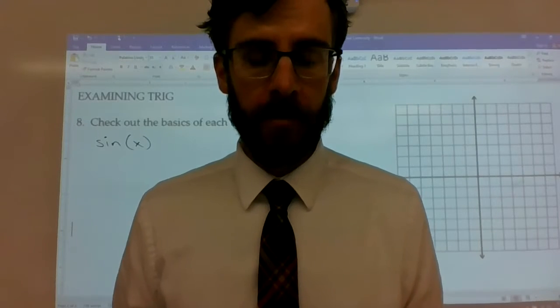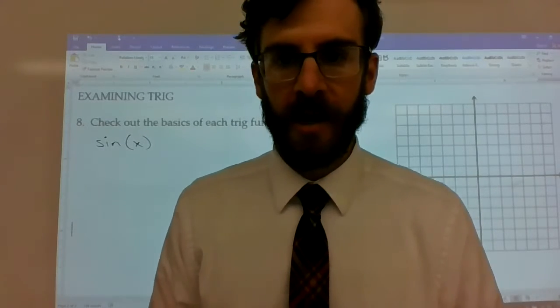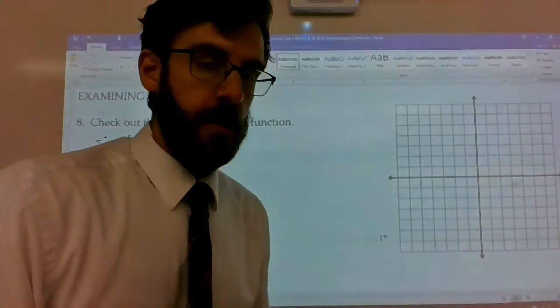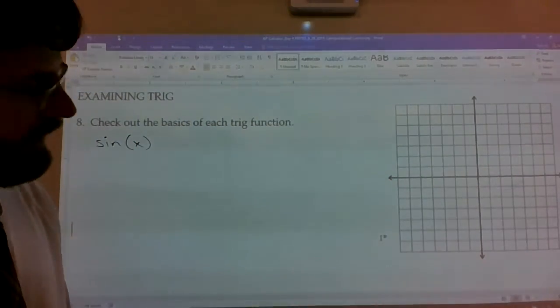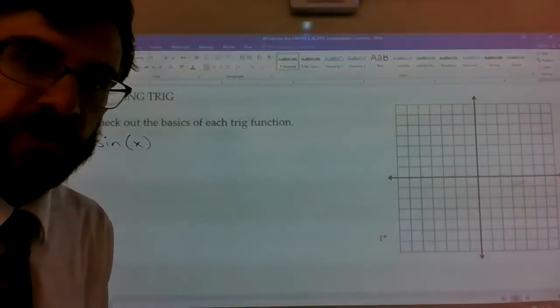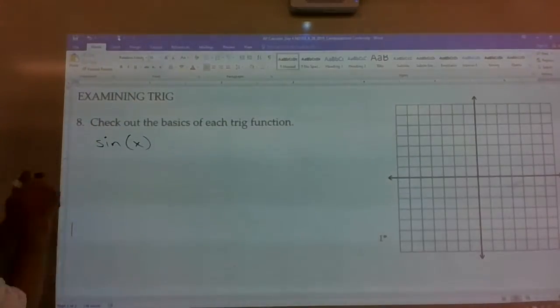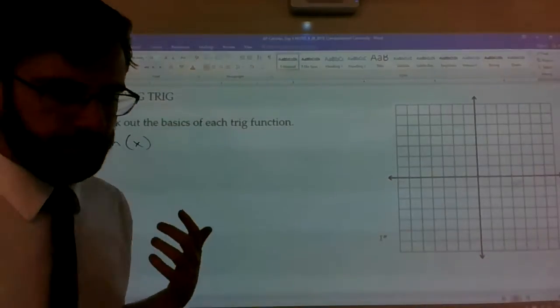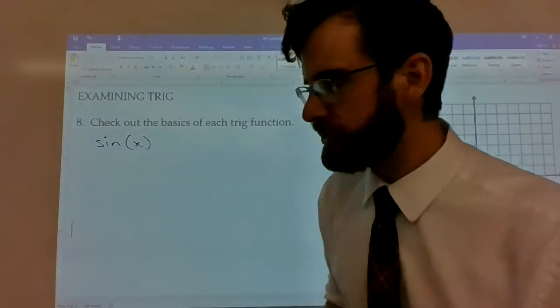Welcome back, AP Calc. This is the second part of the notes on computational continuity. We examined a lot, but we didn't examine trig, and that's what we're going to do now. So if you check out sine of x, I think the best way to talk about it is just to look at its graph to start with.